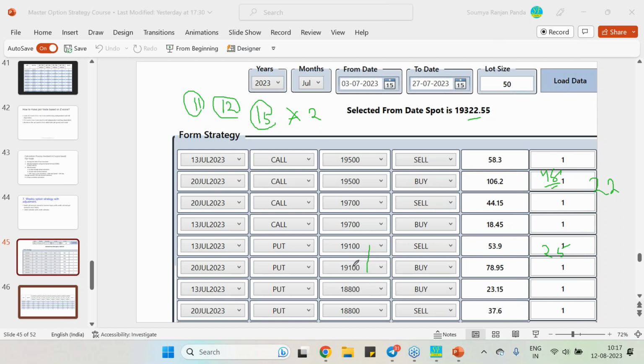On the day of expiry, this 19,100 put will follow the 13th July spot price, but the 20th July will be following the future price. Same for the call options. 13th July call options will follow the Nifty spot price on that day, on 13th. However, 20th will follow the future price.